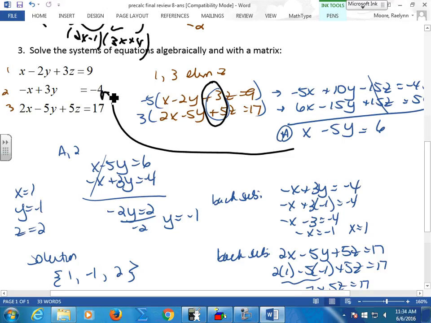And I eliminated the x. You can eliminate whichever one you want. And then back substitute to get your solution. Guys, make sure you study these. Is there anybody that has a question?